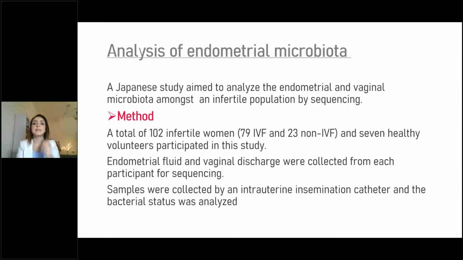What happens is that 102 samples from infertile women were collected, 79 of which were IVF patients and 23 were not, and also 7 healthy volunteers participated. The samples collected were endometrial fluid and vaginal discharge. The reason behind collecting vaginal discharge is because the microbiota in the vagina are very closely correlated to the microbiota in the endometrium. So to study one, you have to study the other. Samples were collected by an intrauterine insemination catheter, and the bacterial status was analyzed.